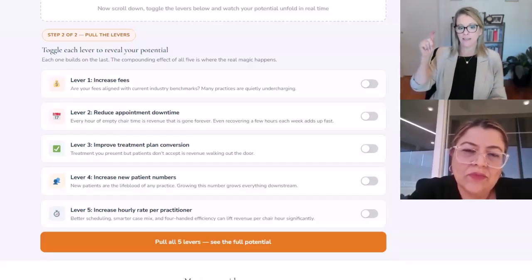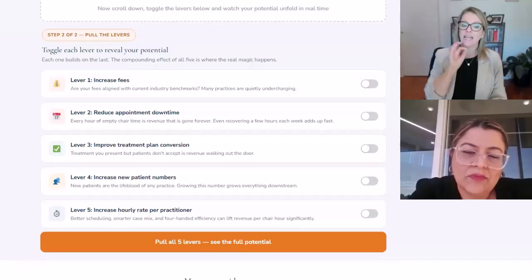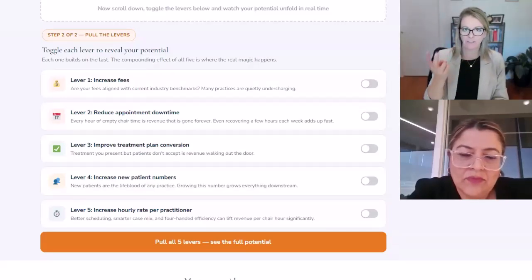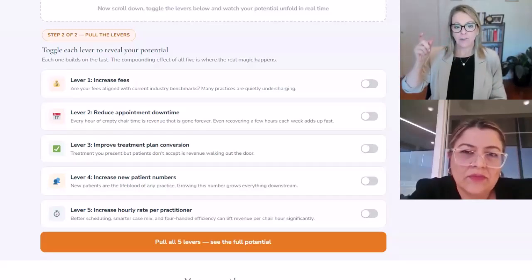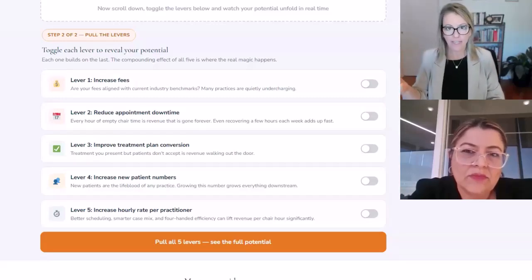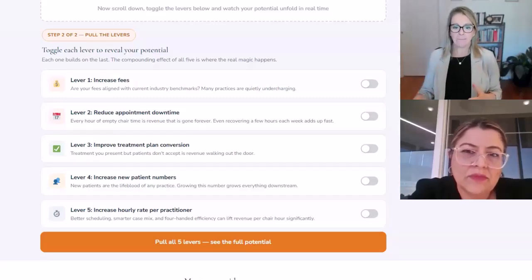And so now all of a sudden, the minute you increase your fees, you can imagine that increasing the hourly rate per practitioner has a double effect. One, they're increasing their hourly rate, but they are also getting the increased fee on top of it. And so there is that compounding effect.